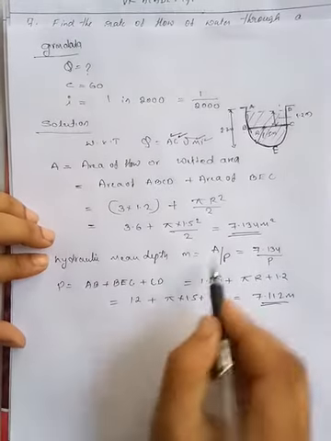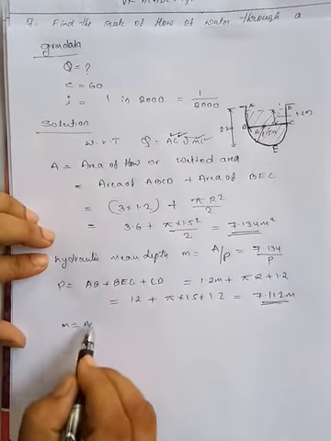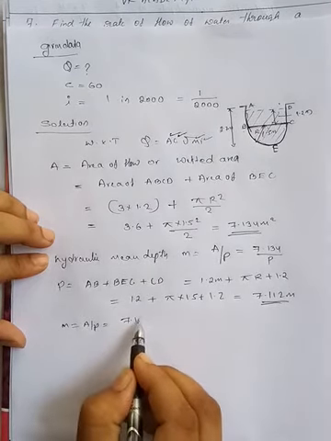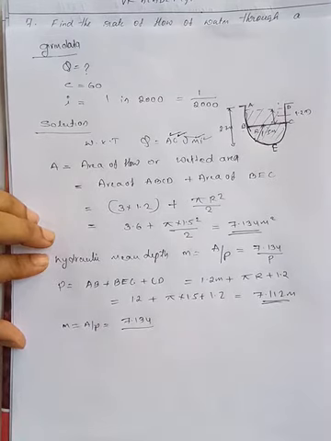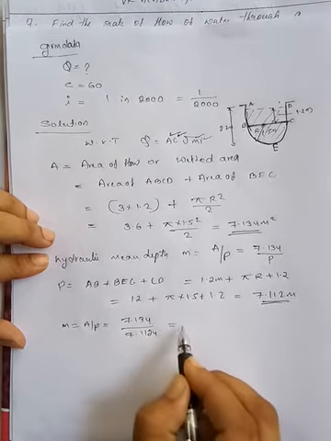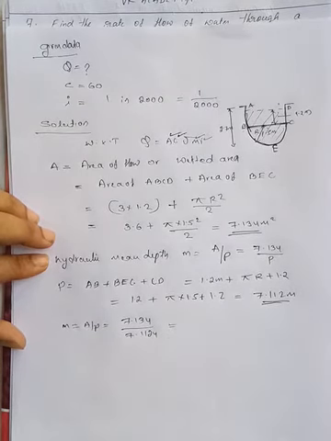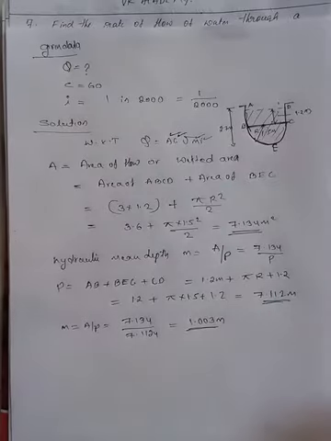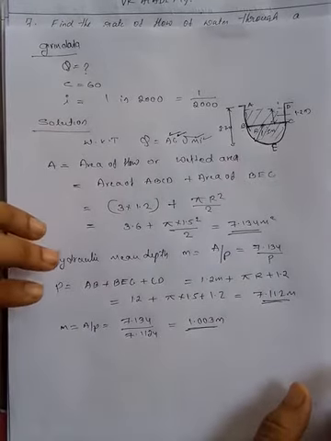Now apply in the equation m is equal to A by P. The area is 7.134 divided by the wetted perimeter, 7.1124. The final will become 1.003 meter, right? The unit of the wetted perimeter is meter.